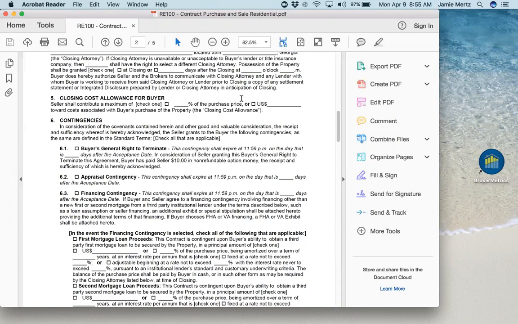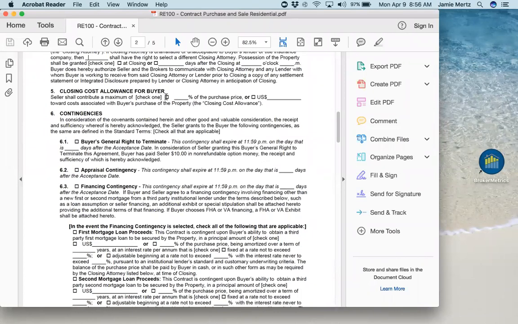$2,000, $3,000. Make sure that if you choose a percentage option, you check the box in front of the percent, or if you choose the dollar value, you check the box in front of it. If that box is not checked, but the numbers are filled in, they're not a part of this transaction. So please make sure you check the box correlating with whether you want percentage or dollar value.